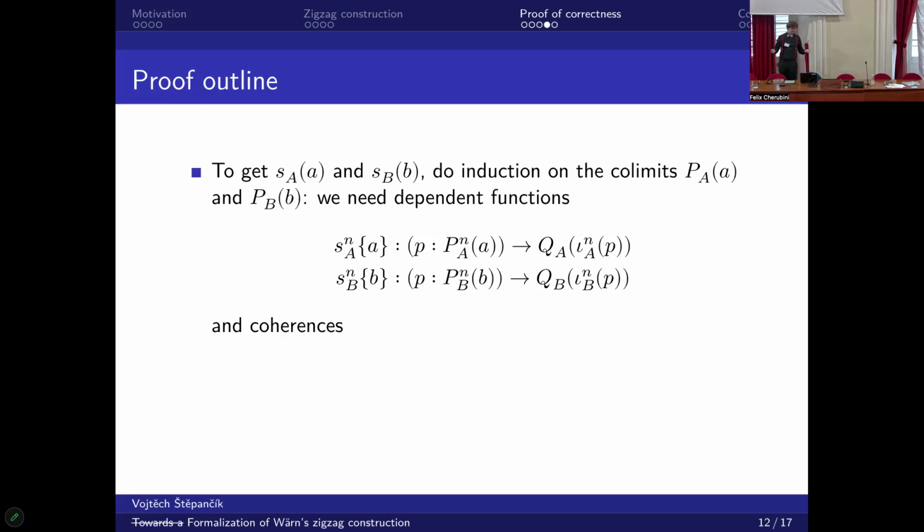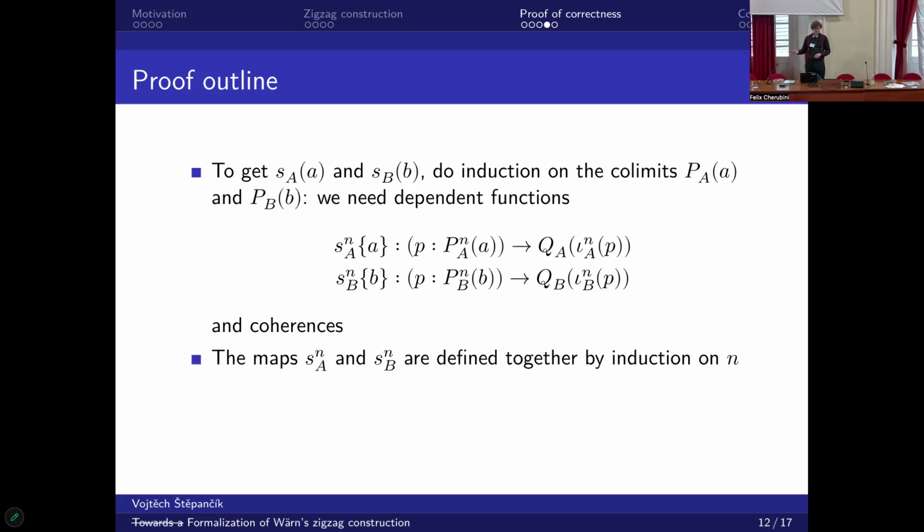Well, the two sections, or the two dependent maps, are out of the sequential colimits, so we use the induction principle of sequential colimits. So then it suffices to show a dependent function at every stage, and then some coherence. And we can define these two maps together by just induction on the stages. It's a little tricky to define, it's a little technical, so I won't cover it in this talk, but you can read the associated pull request.